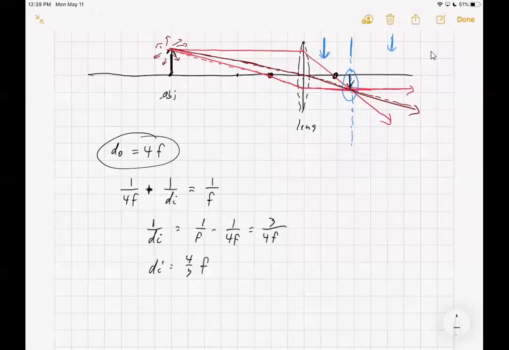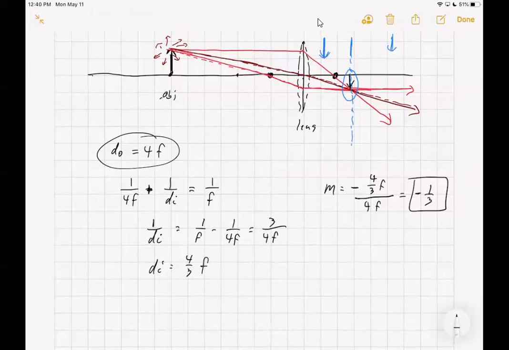What should the magnification be? Well, the magnification should be negative DI over DO, so negative 4/3 of F over DO, which was 4F. And if we do a little bit of multiplying, times 1/4, that will be negative 1/3 as a magnification. So it's smaller, about a third of the size, and it is upside down as we would have expected.